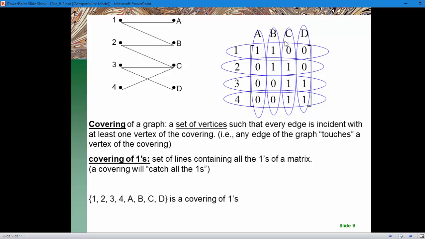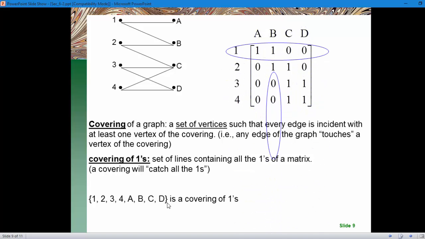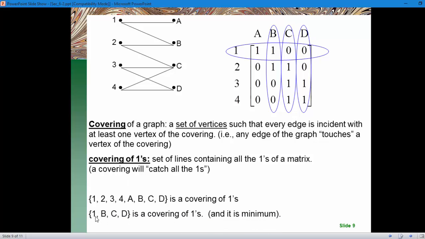So that is the matrix representation of this covering. Now, if I circle row 1, column B, column C, and column D, notice that all the ones in the matrix are covered, and that represents the set of vertices 1, B, C, and D. And that is a minimum covering. It's a covering with 4 vertices, 4 elements.